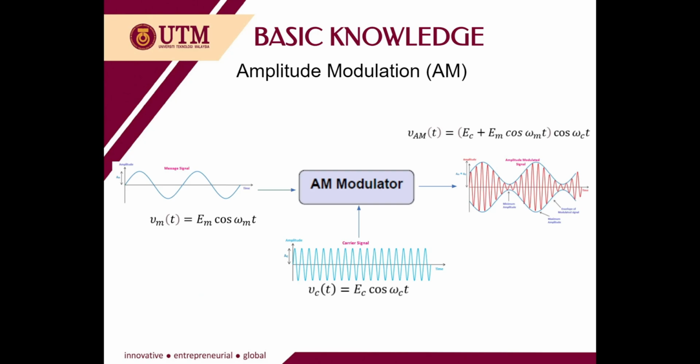Amplitude modulation is the change in amplitude of the carrier according to the modulating signal. Modulating signal VMT, when passing through the AM modulator with the carrier signal VCT, the carrier signal will change its amplitude according to the modulating signal, and hence the amplitude modulated signal VAMT will be generated.